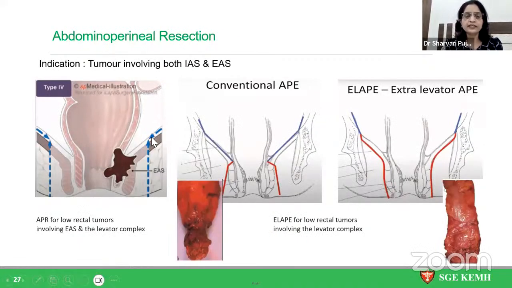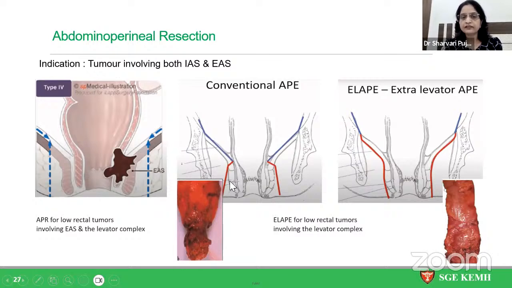Now, if the tumor is involving the external anal sphincter also, then both the internal and external anal sphincters are supposed to be excised, and then the patient becomes a candidate for abdominoperineal resection. The sphincter cannot be saved, and the patient has to undergo abdominoperineal resection.